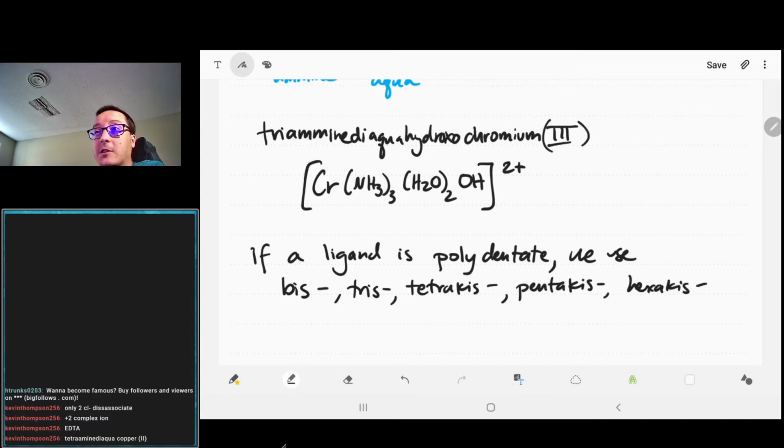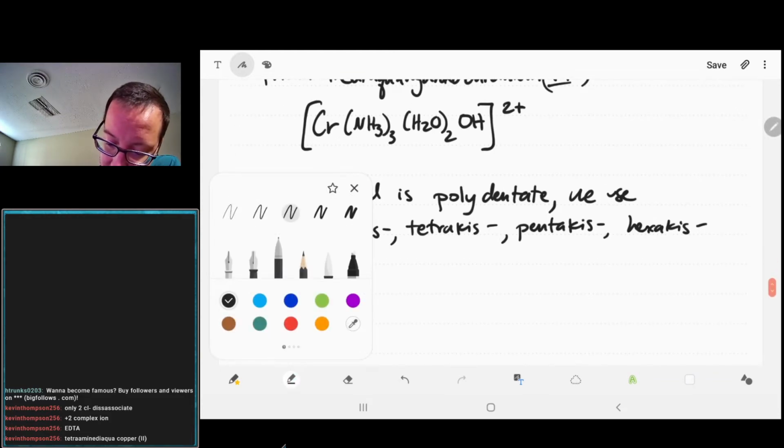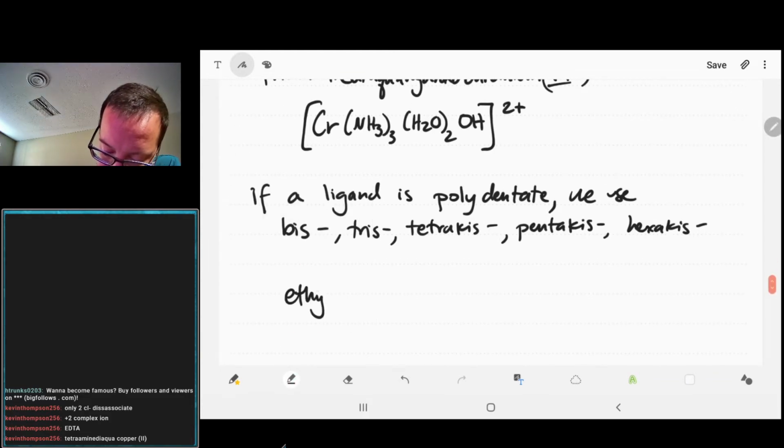We use special prefixes when we're dealing with polydentate ions, just because polydentate ions often include Greek prefixes already. For example, we have seen ethylenediamine. It already has a di in it.